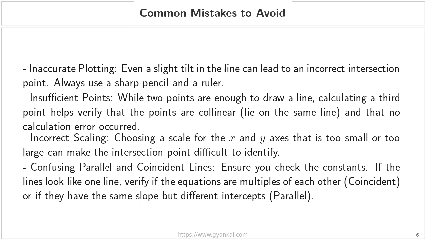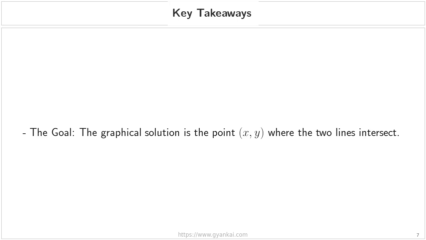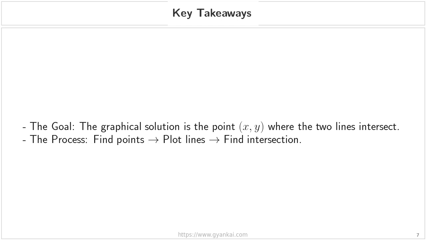Now, let's move to our final slide to summarize everything we have learned today. Key takeaways. First, let's keep our ultimate goal in mind. The entire purpose of the graphical method is to identify that specific point where x and y meet, which is the point where the two lines intersect. To achieve this, remember the 3-step process we've just walked through.